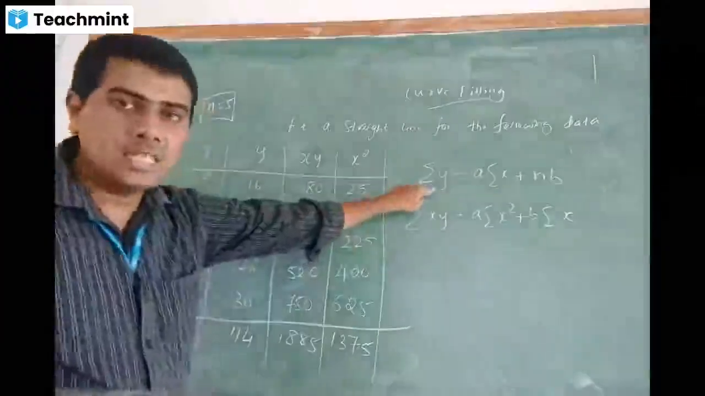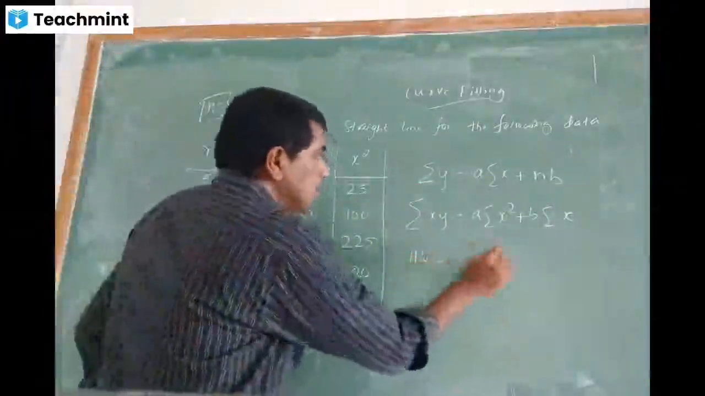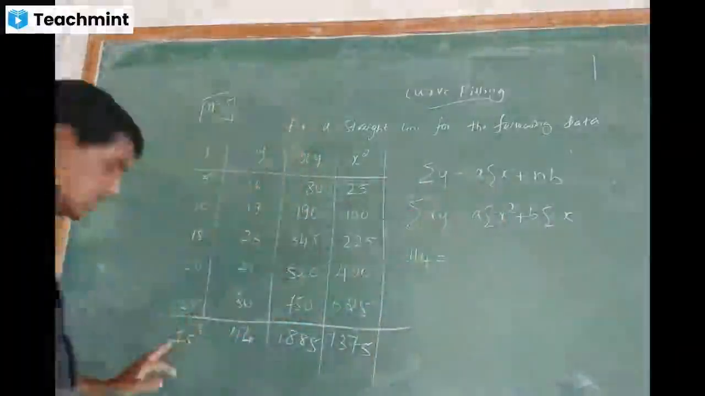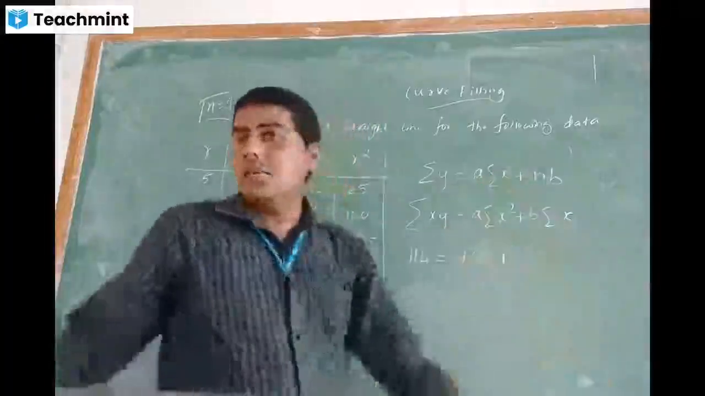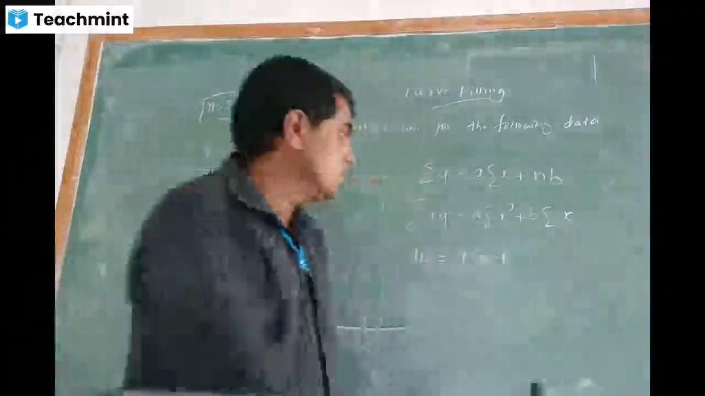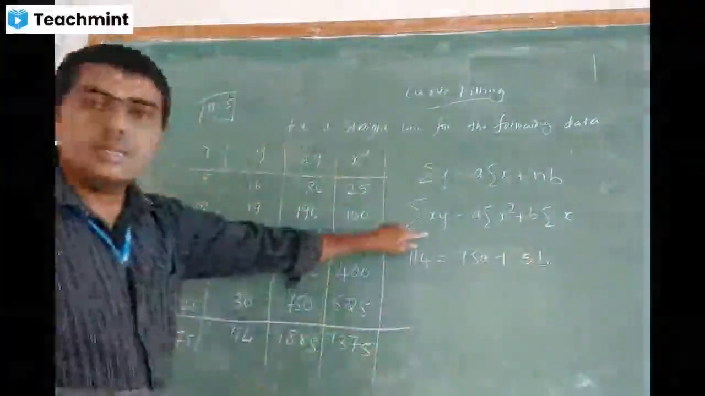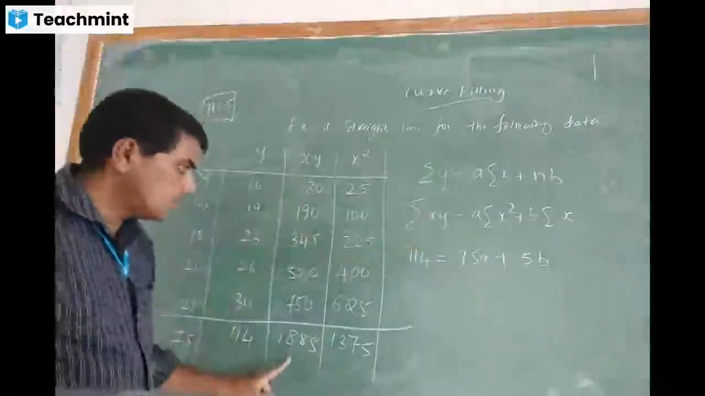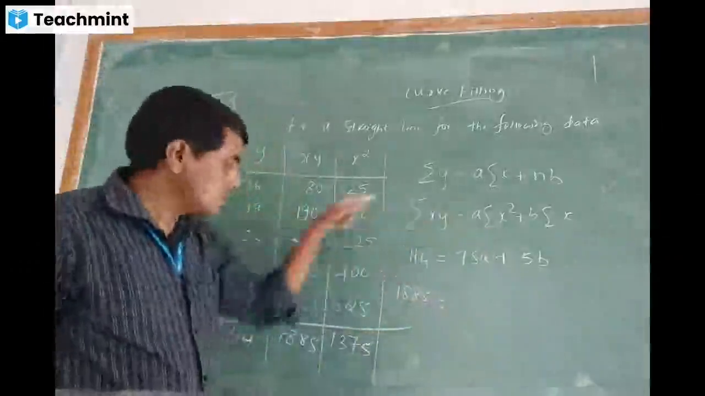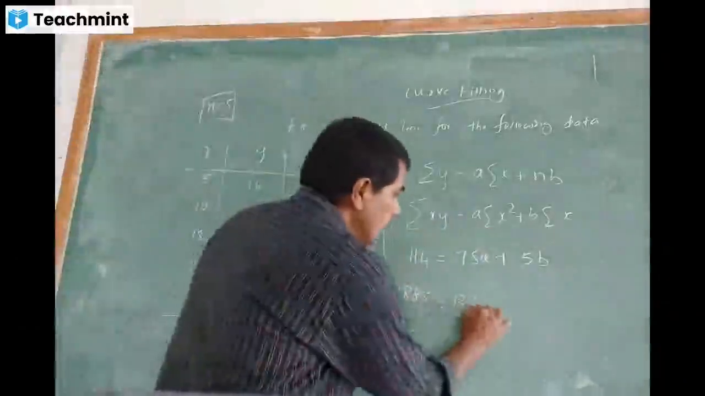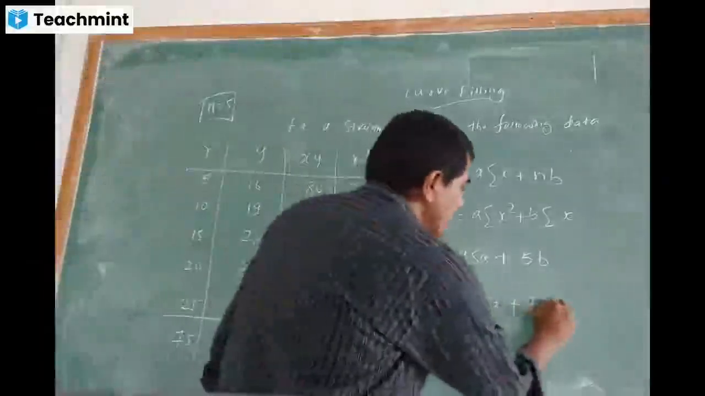Summation y, or sigma y, is 114, which is equal to a summation x. Summation x is 75. It becomes 75a plus n, which is nothing but the number of observations, 5, so 5b. Next, second normal equation, summation xy. Summation xy is 1885, which is equal to a into summation x square. Summation x square is 1375a plus b into summation x. Summation x is 75.